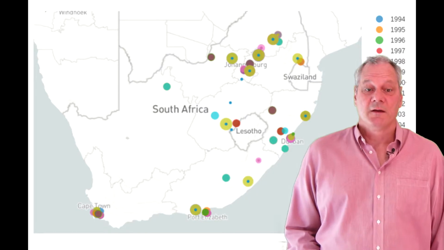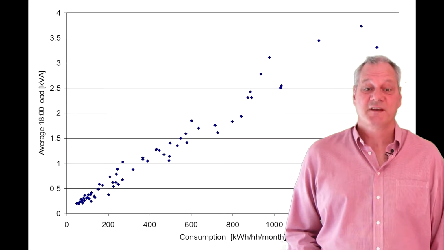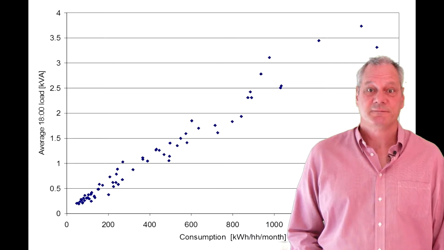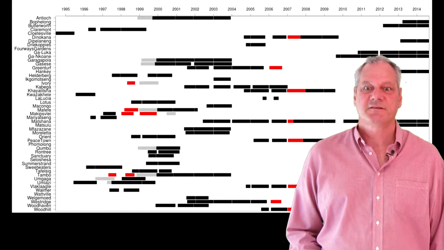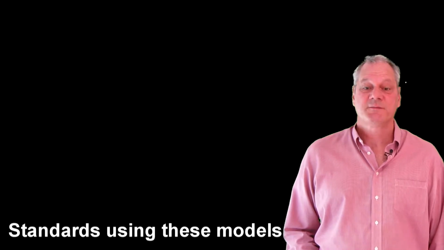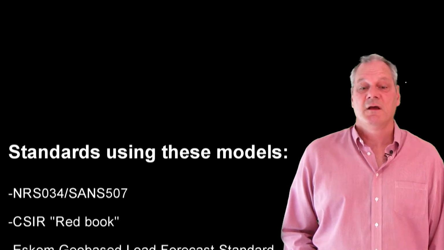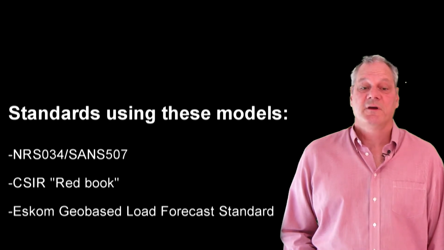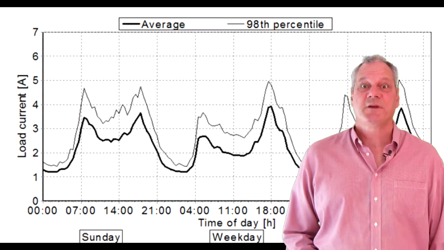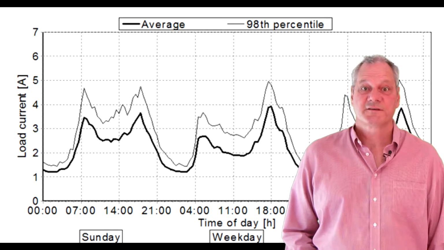in the field. The results of the predictions have been confirmed to closely follow what was actually measured from these customers. Several South African national standards covering planning and design for domestic electrical networks are based on the load models in this tool. Published customer parameters in NRS 034, that's SANS 507, the CSIR Redbook and Eskom's Distribution Master Planning Standard all refer to the load models in this tool.